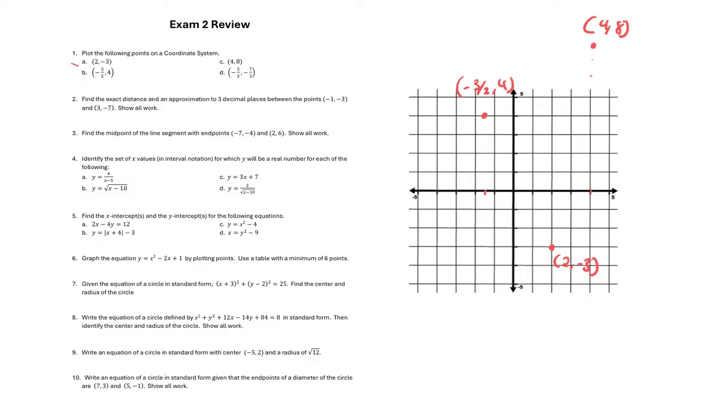Then (-5/2, -7/3). So I'm going to do 2 halves here, 4 halves, -5/2, and then down -7/3. So there would be -3/3, -6/3. It'll be right about there: -5/2, -7/3.